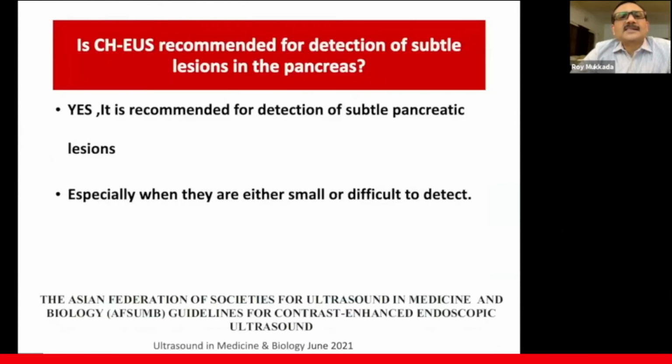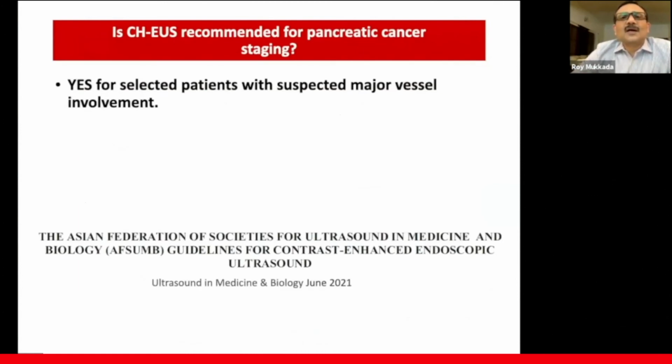So, is contrast harmonic EUS recommended for the detection of subtle lesions of pancreas? Yes, it is recommended for detection of subtle pancreatic lesions, especially when they are either small or difficult to detect, as per the Asian Federation Society's ultrasound in medicine and biology guidelines. So, is it recommended for pancreatic cancer staging? Yes, for selected patients with suspected major vessel involvement, it is recommended.